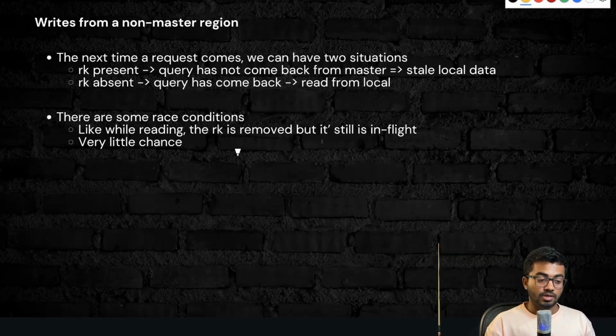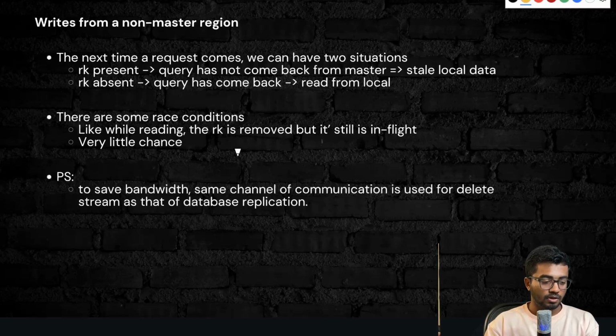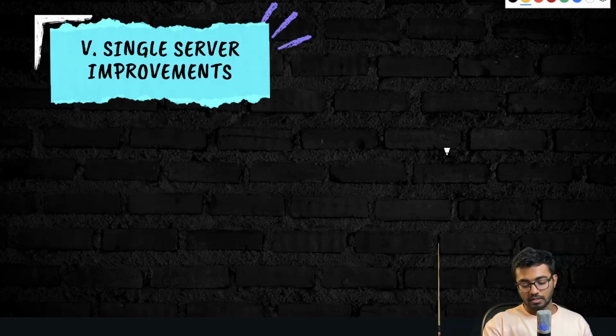So there are still some race conditions, like an in-flight read request where the RK is removed but the database is not yet updated. In that case, we just go on with the stale data, because those are very rare chances. And as per the experiments run at Facebook, they have very little chance of existing. Okay, to save bandwidth, the same channel of communication is used for the delete stream as that of database replication. Okay, so now that we have discussed the end-to-end system, how do we scale it?